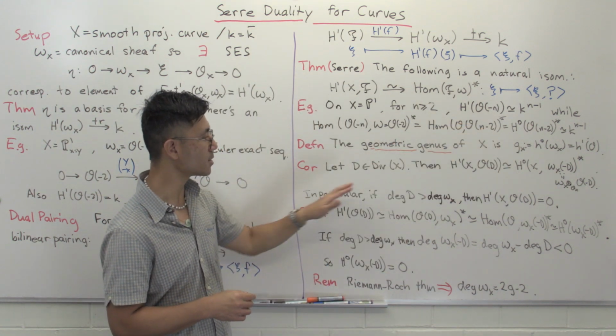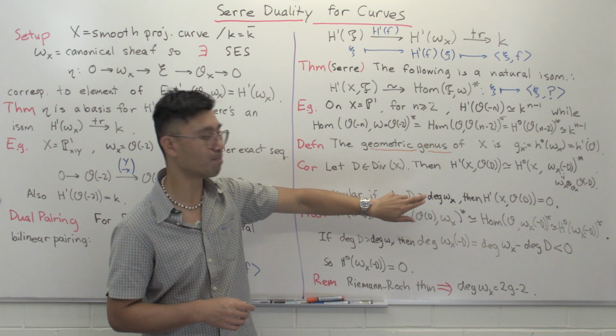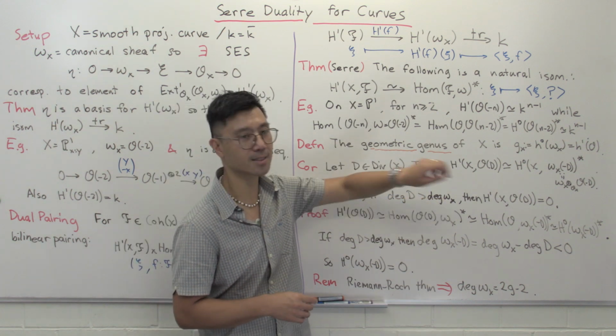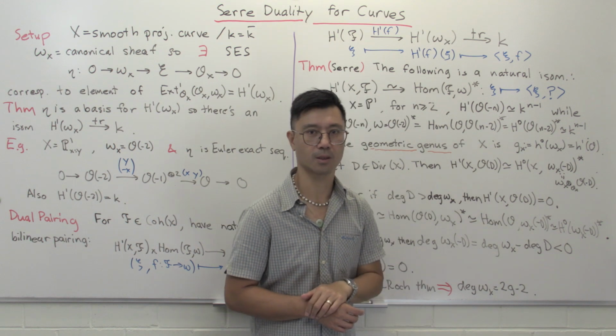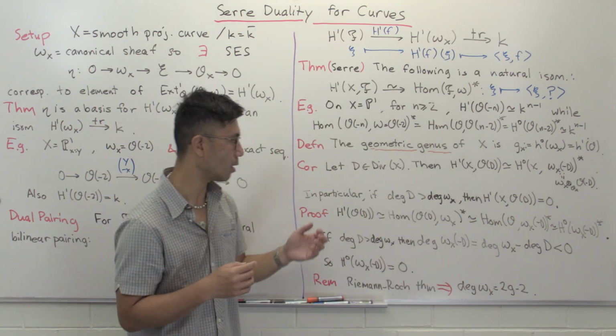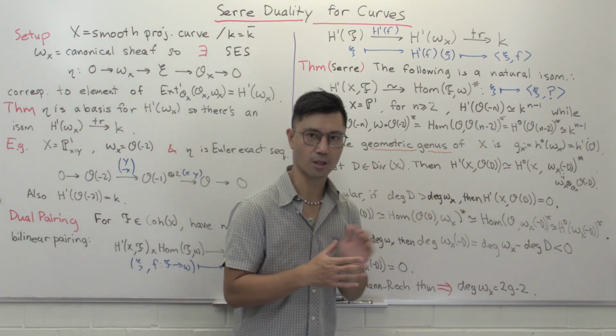But the important part is if the degree of D is bigger than the degree of omega_X, then this H1 will vanish. Okay, so this is the effective vanishing theorem.